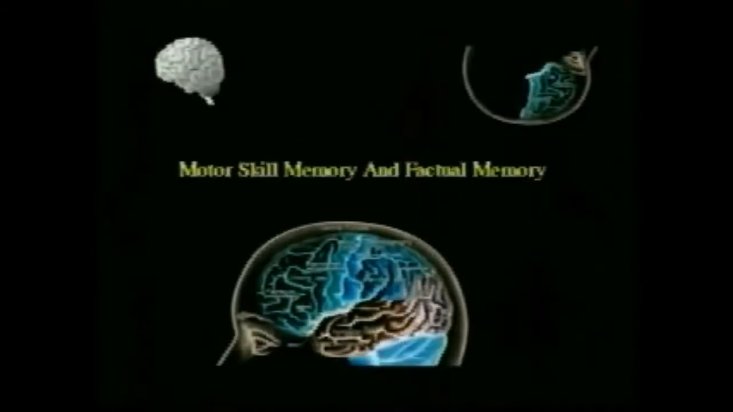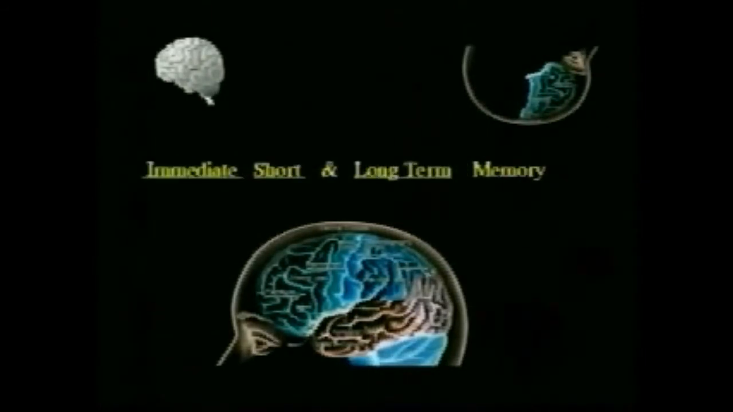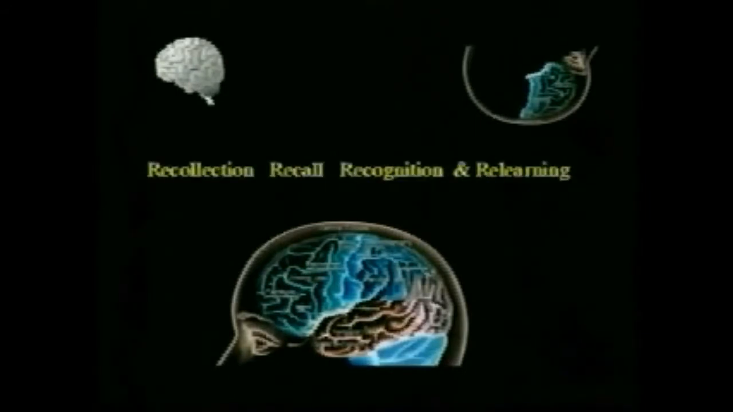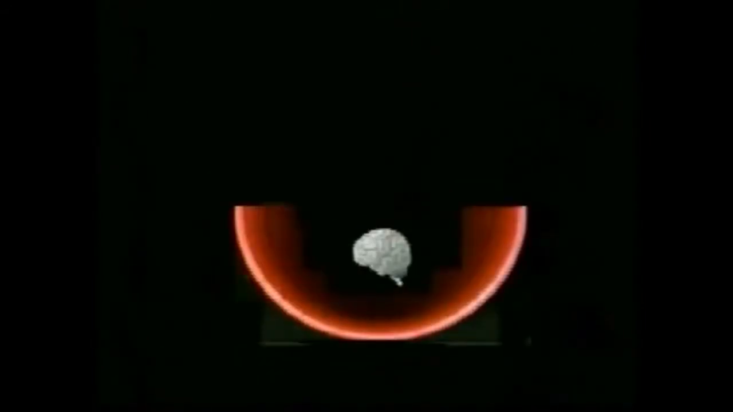You should also note that there are two distinct types of memory: motor skill memory and factual memory. There are 3 levels of memory: immediate memory, short-term memory, and long-term memory. There are 4 different types of remembering: recollection, recall, recognition, and relearning. The semicircle symbol is designed with the capacity for storing information of the spirit to the body, the receiver container.